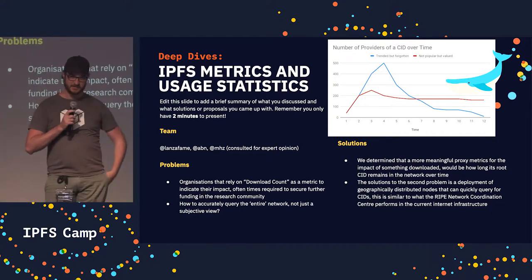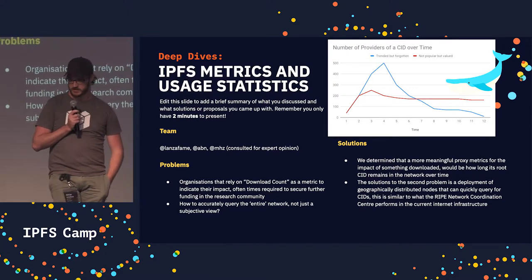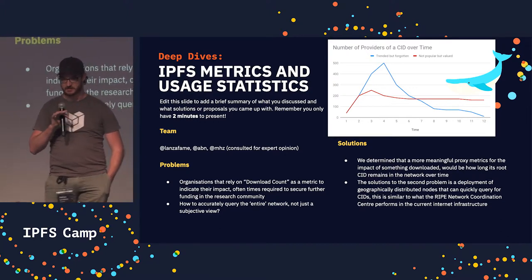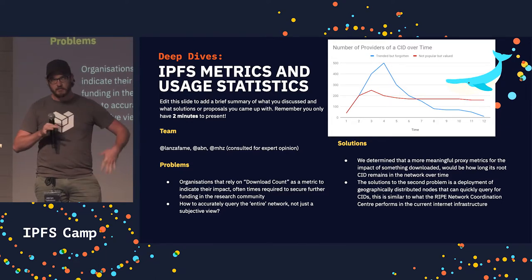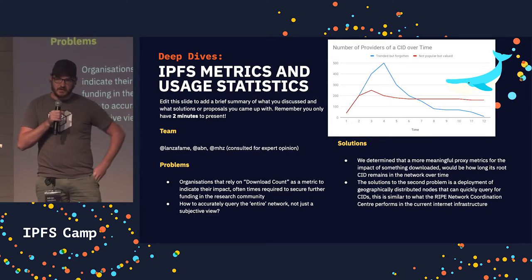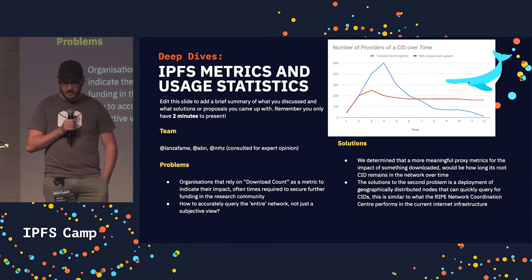How we determine this is by querying the network for the CID every hour or so from multiple places around the globe, and we see how many people are providing it. Hopefully, by doing it over time, we can get past garbage collection and indicate whether it's pinned or not. It's a bit hand-wavy, but I think it would work.